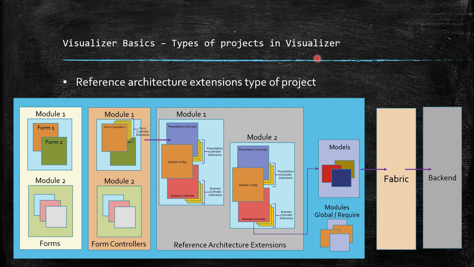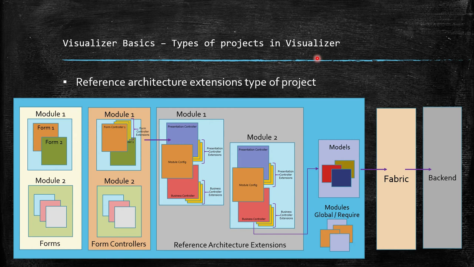If we are trying to build an app as a product having all these common functionalities of an app to a particular sector, and then at a later point of time we want to use this pre-built app with all the functionalities, customize it to a particular customer's requirement, and release that app as a customized app to a particular customer, to be able to achieve this idea, we have the support of the reference architecture extensions type of project inside Visualizer.